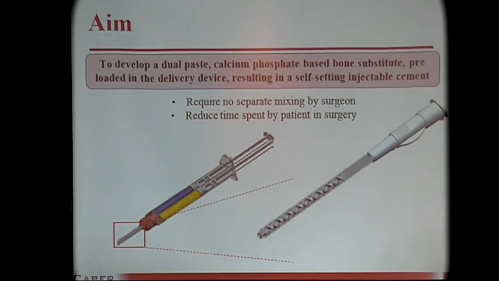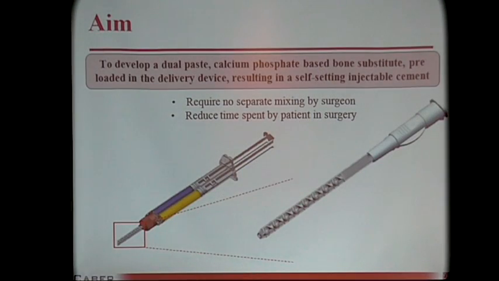So that brings us to our aim, which is to develop a dual-paste calcium phosphate-based bone substitute, which comes preloaded in the delivery device, and when injected will result in a self-setting injectable bone cement. So this will require no separate mixing by the surgeon and reduce the time spent by the patient in surgery.